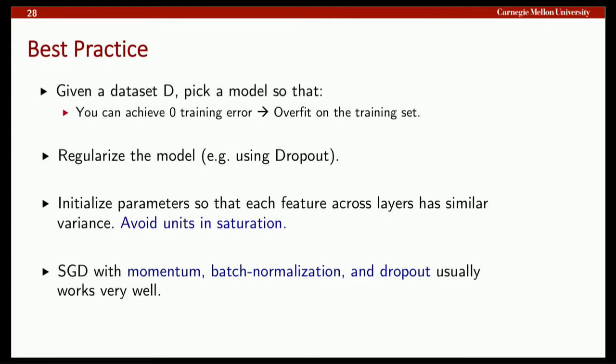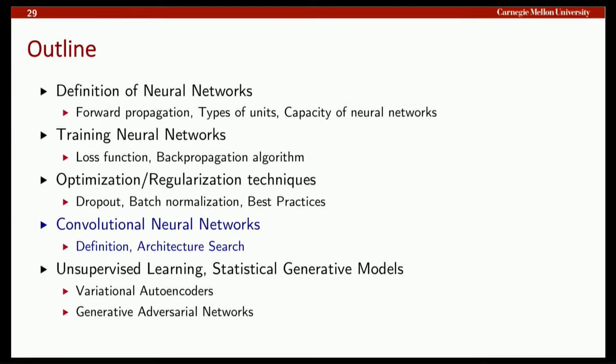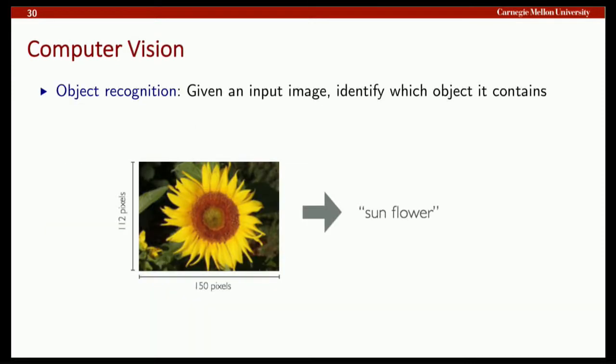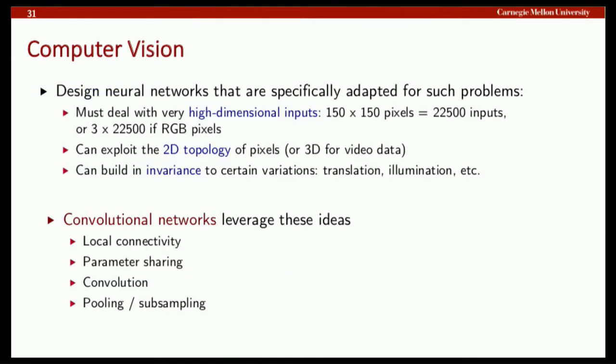Now, let me spend a little bit of time on convolutional neural networks, and give you intuitions about what these are. Convolutional neural networks are basically instances of neural networks, but they have very specific inductive biases and very specific architectural choices. So let's look at the specific problem of computer vision. Given an input, I'm trying to classify: is it a sunflower, a dog, or a cat? Let's just look at object recognition as a problem. We have to design neural networks specifically for these types of problems.